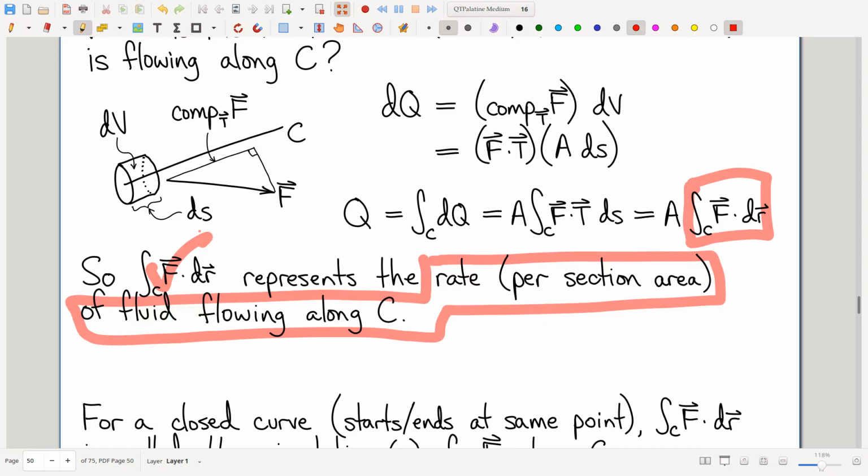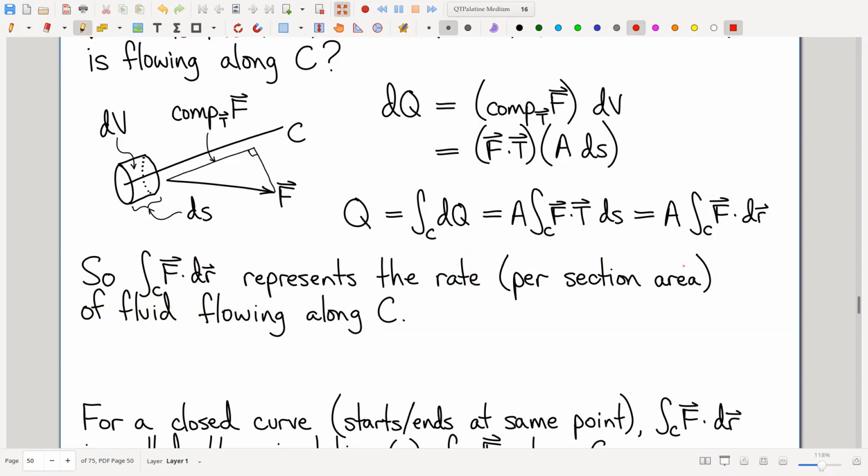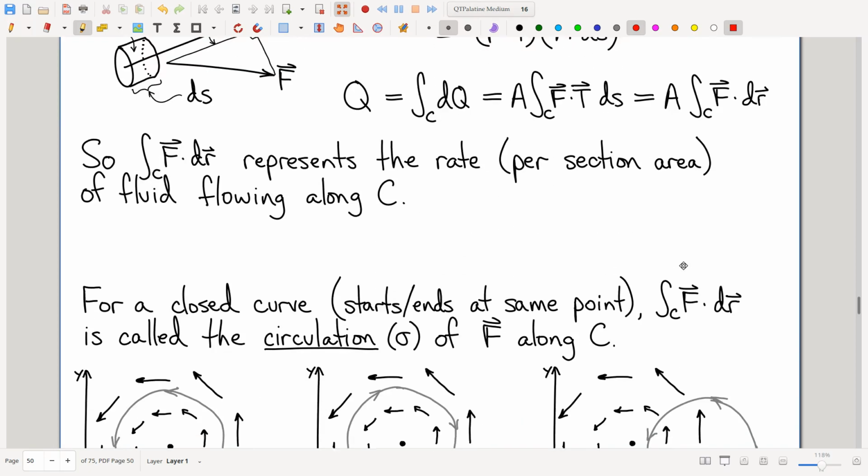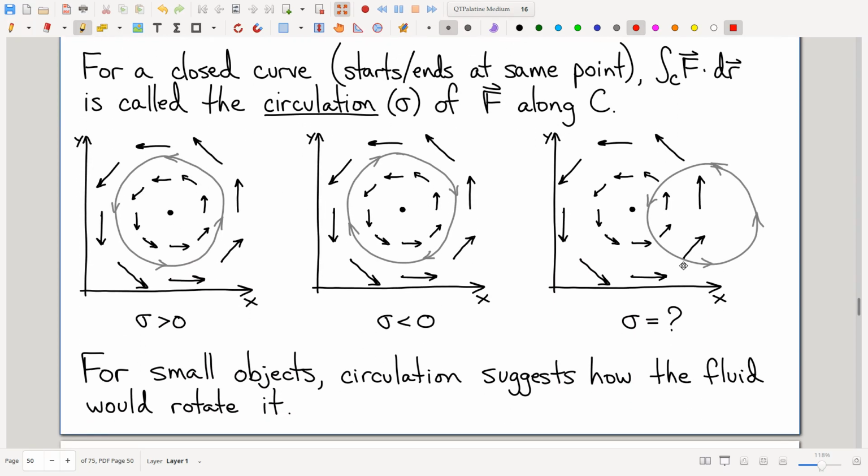So it's a weird take, right? It's a weird sort of concept, and this is something you just have to kind of sit with and digest. But that is the interpretation. If we're talking about a fluid flow and not a force, that's how you think about vector line integrals.